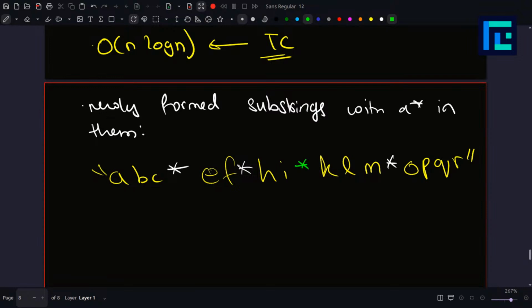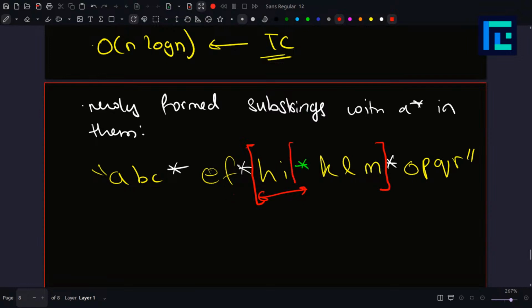Now I want to know how many substrings are there which have stars in them formed by this particular one. Obviously, the ones which were previously there, like this string and this string, were already counted. So we only want the new ones, which is to count.